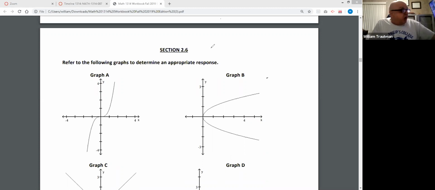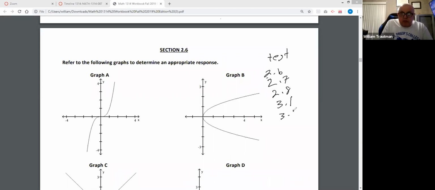Our test is over the following sections. So this is what our test is over: 2.6, 2.7, 2.8, 3.1, 3.4, and 3.5. So these are the sections that the test is over. I just want to make sure everybody understands. I would focus on these sections here on the test.